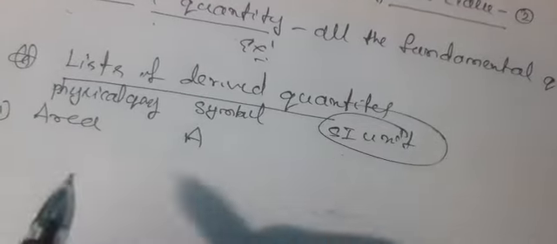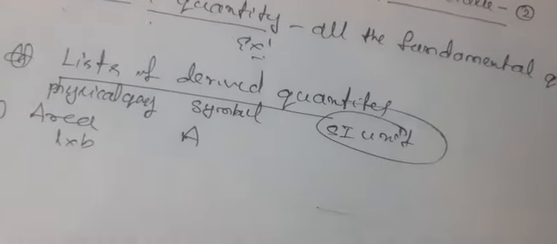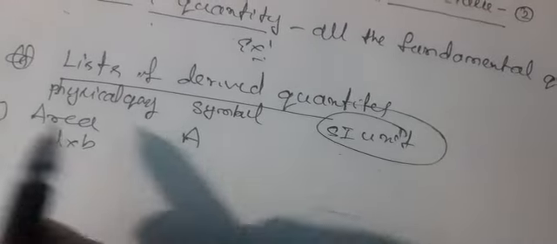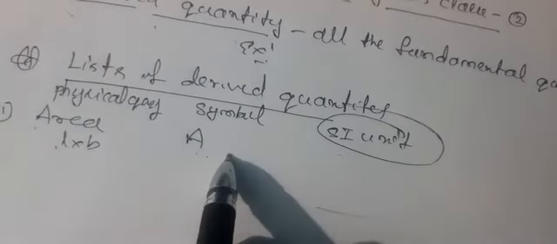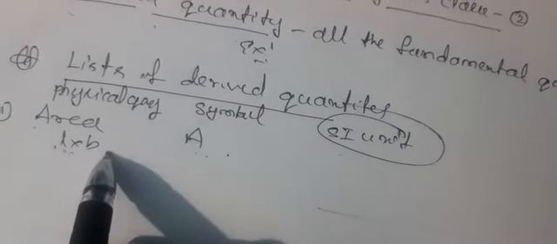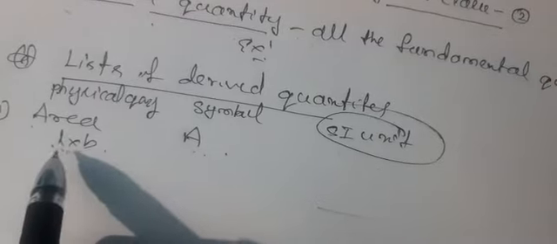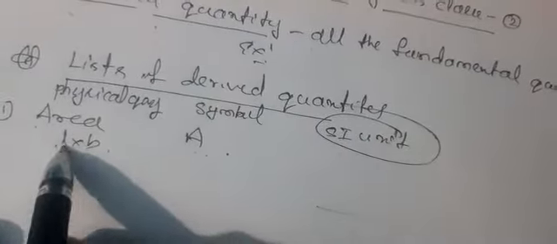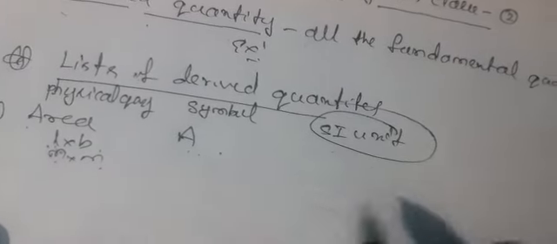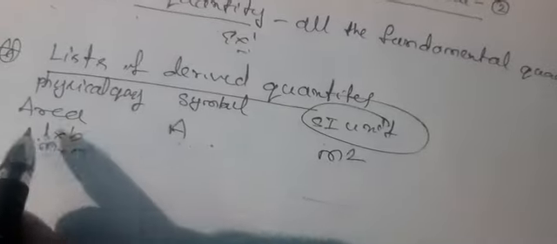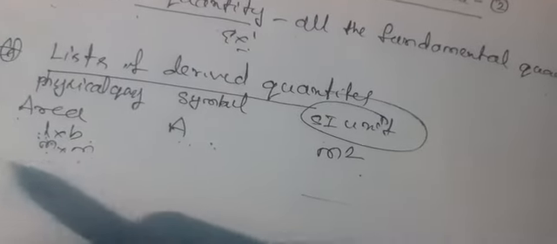Area is defined as length into breadth. It is represented by the symbol capital A. What is the unit of length and breadth in the SI system? Length means distance, and breadth is also a length, both in meter. Meter into meter is meter square. The unit of area is meter square.